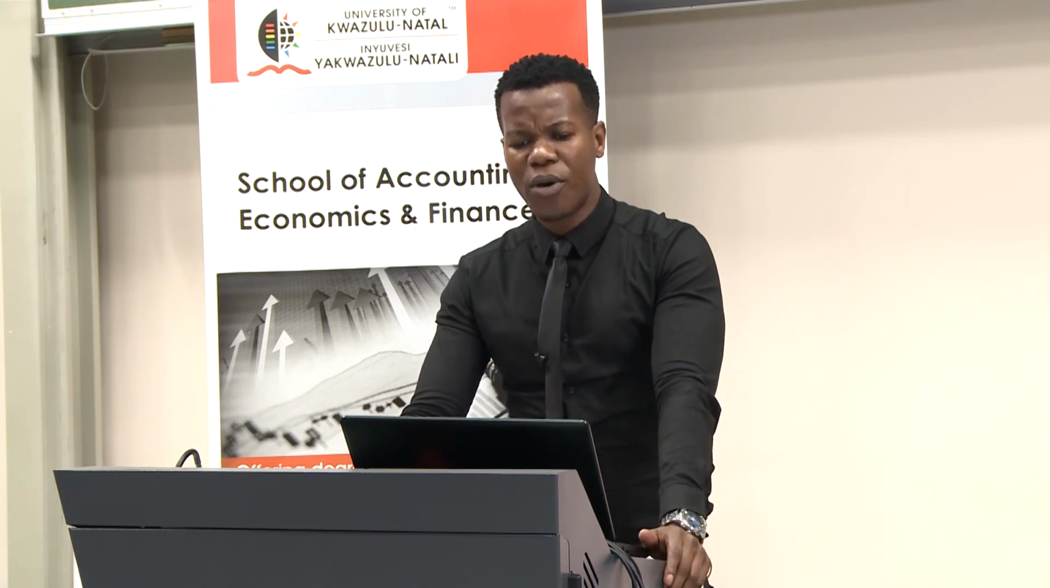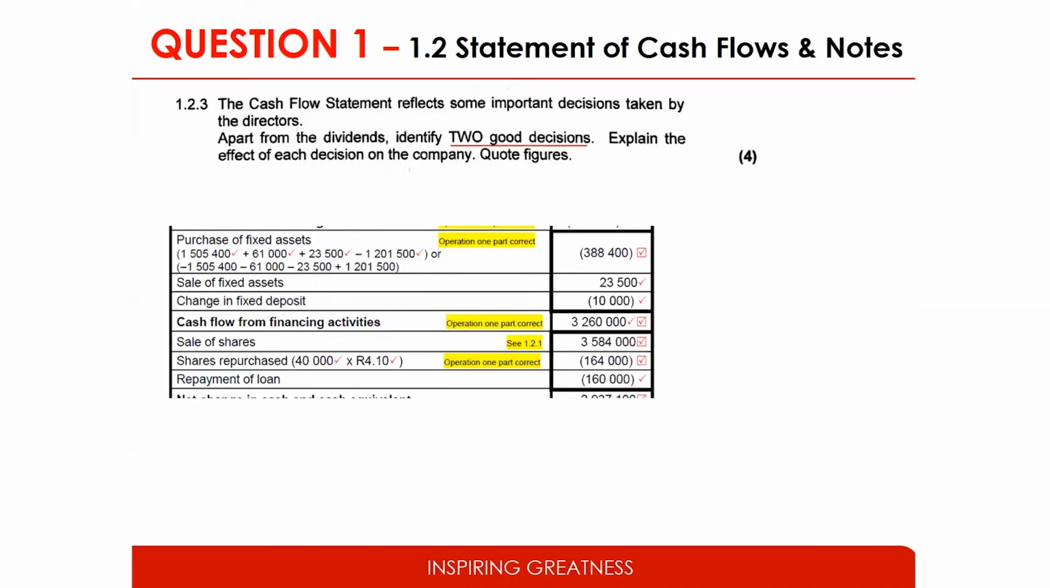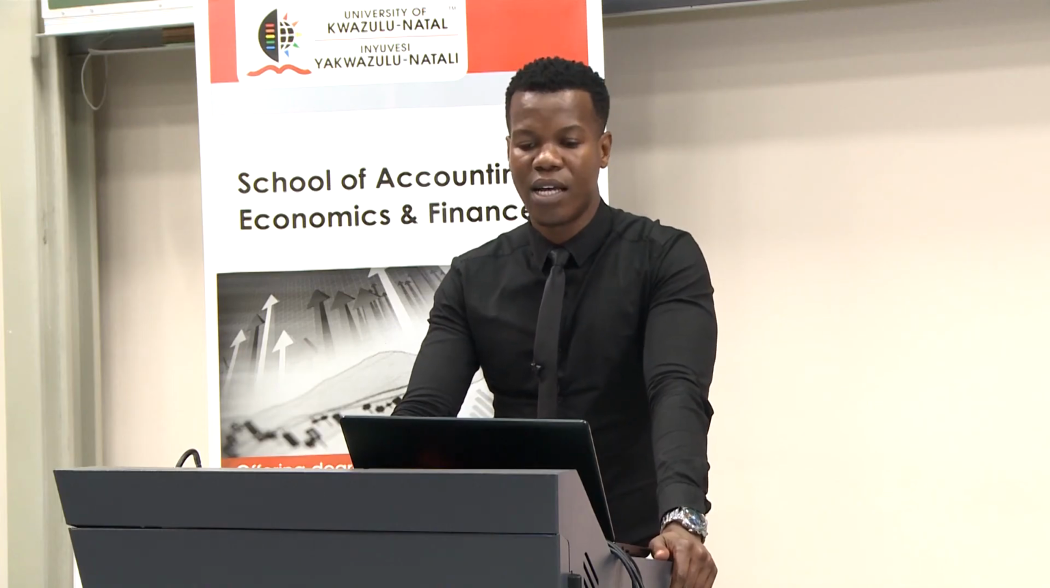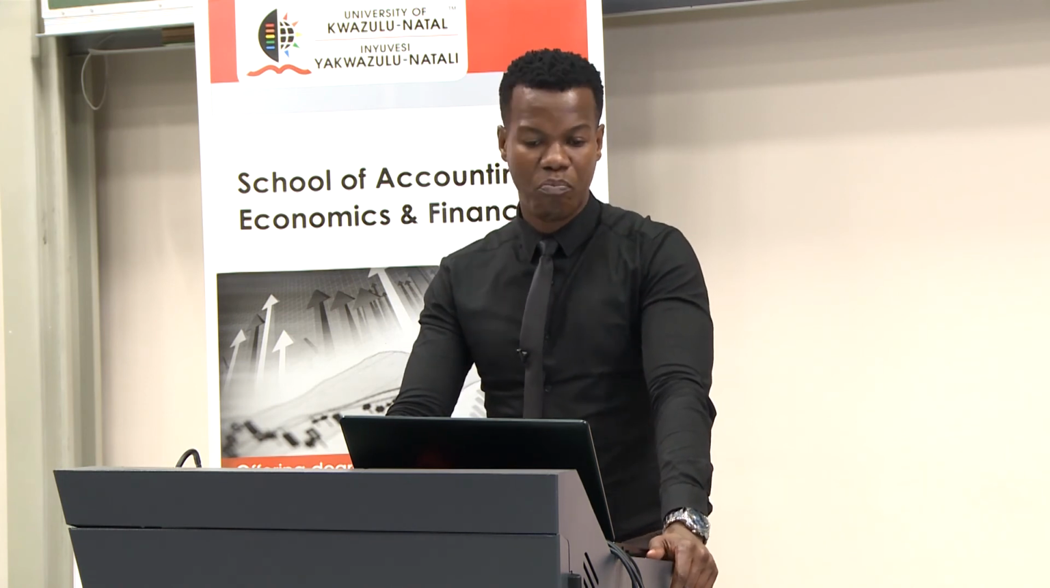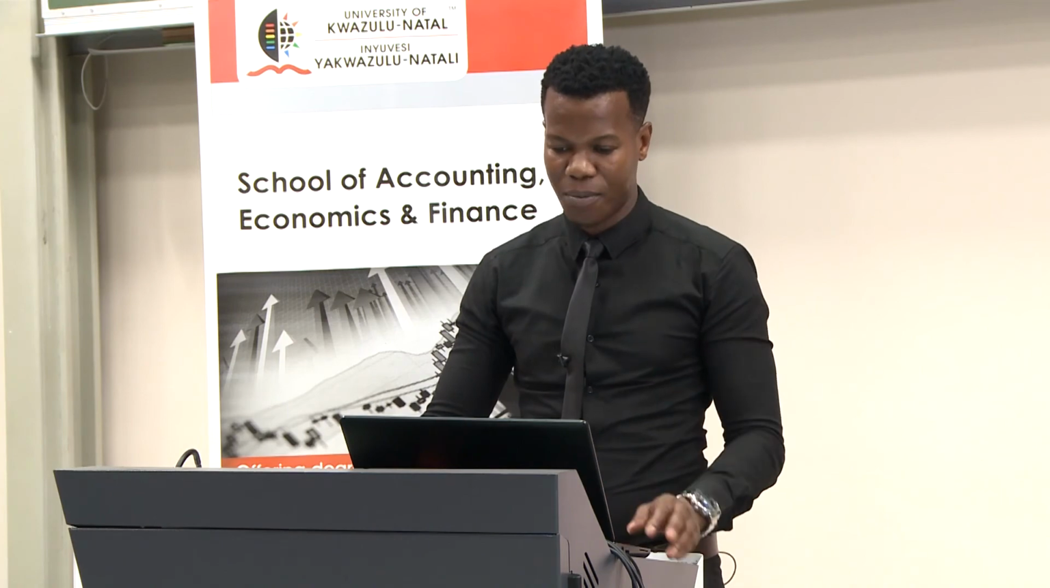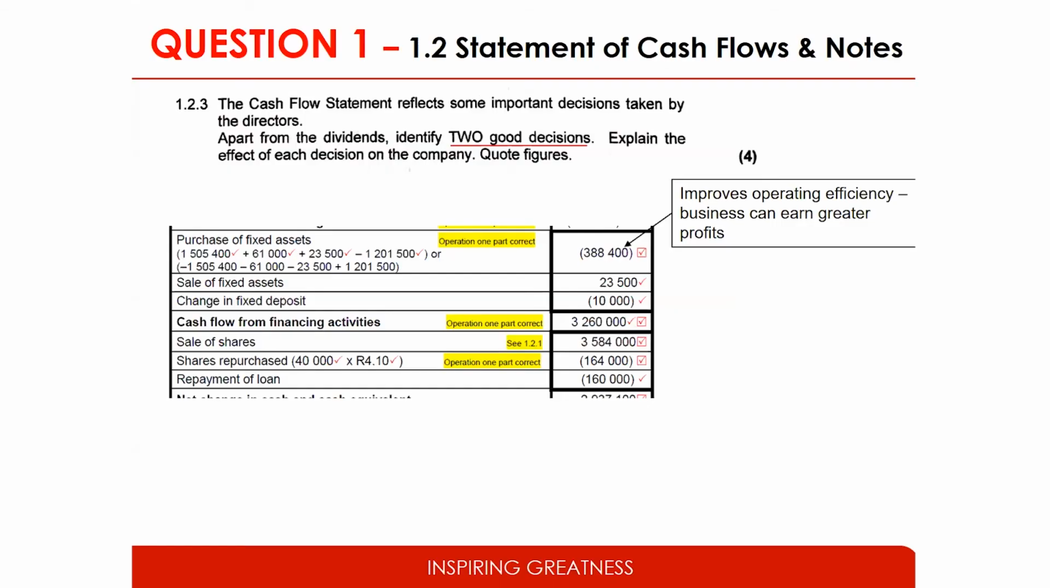Now, the question further on says, apart from the dividends, identify 2 good decisions and explain the effect of each decision on the company. So you are not allowed to make any suggestions relating to dividends. They just want any other good decisions that have been taken by directors other than dividends. Now, the first one is they have purchased fixed assets. We've calculated that. They've purchased fixed assets to the value of 388,400 Rand. One person would say, how is that a good decision?